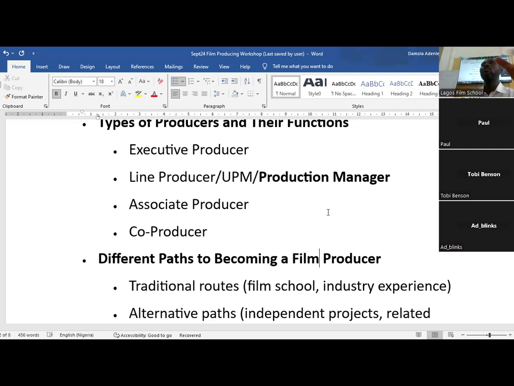Now, the other people you can think of are people like production coordinator, production supervisor, and all the other titles that come up if you're doing a big budget film. For example, sometimes even producers need to be coordinated.